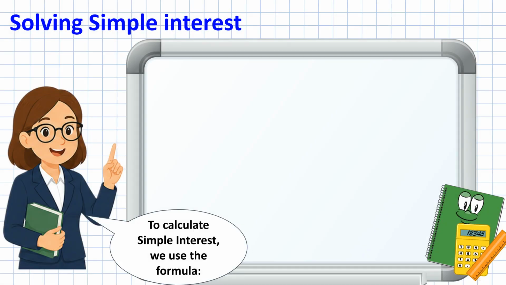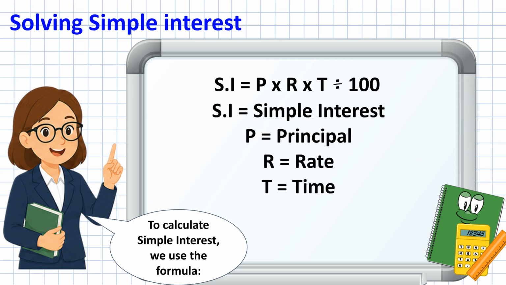To calculate simple interest, we use a specific formula: principal times rate times time, all divided by 100, where P equals principal, R equals rate, and T equals time.